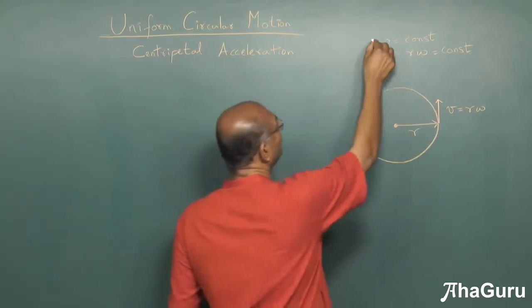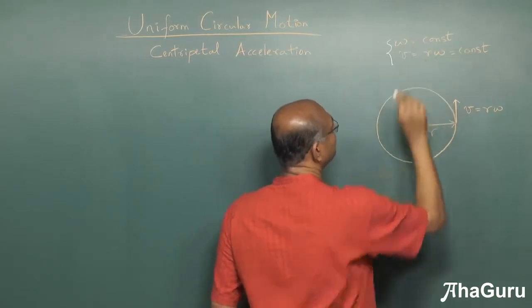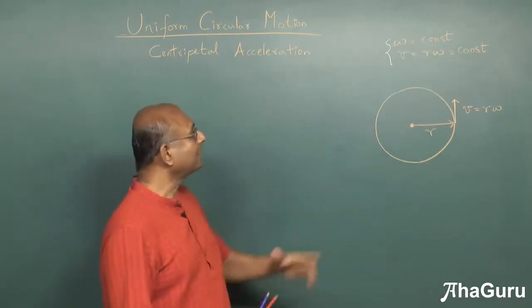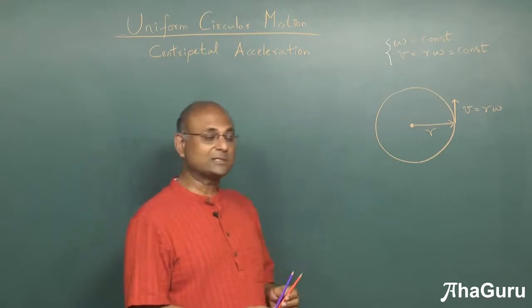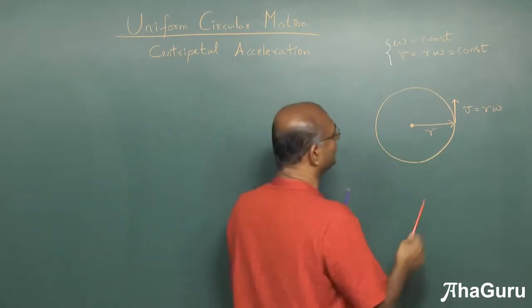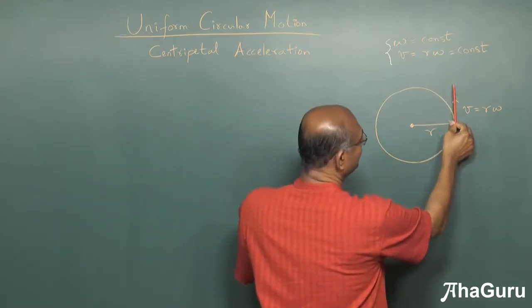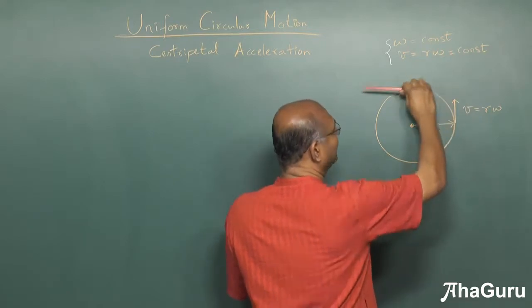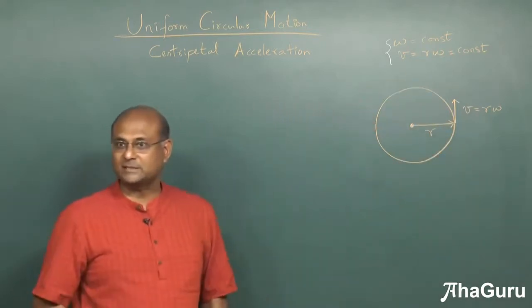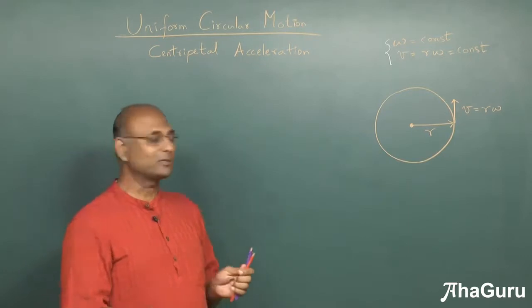What is the meaning of uniform circular motion? Omega must be constant, and that means r omega is also constant, so the speed of this particle is constant. So this particle has a velocity like this. As the particle moves around, the velocity changes because direction changes, but the speed remains constant.